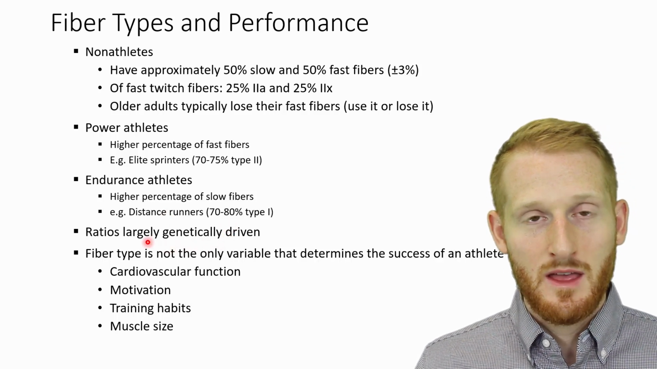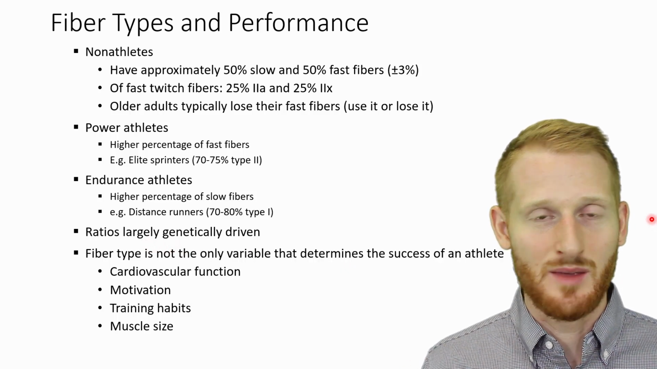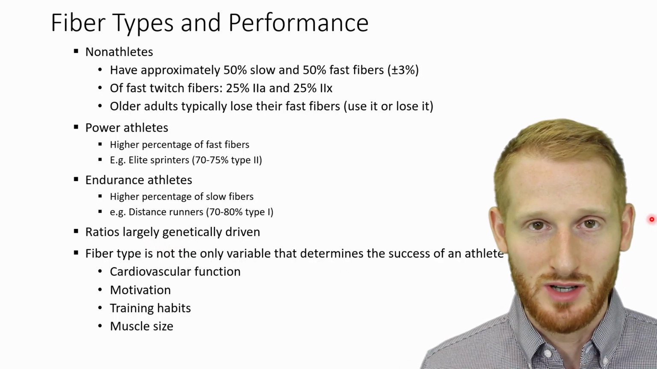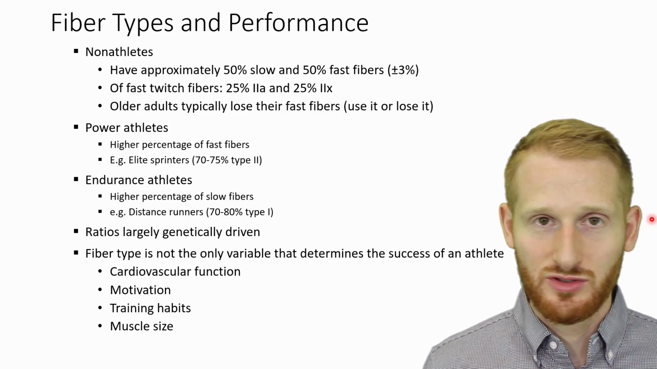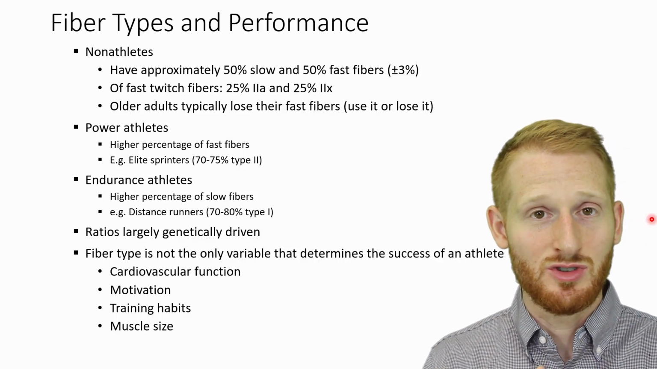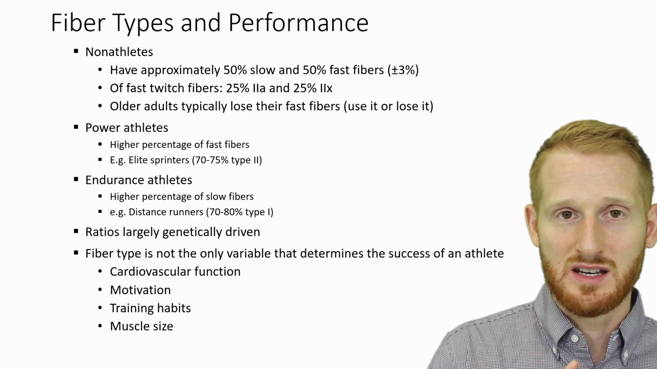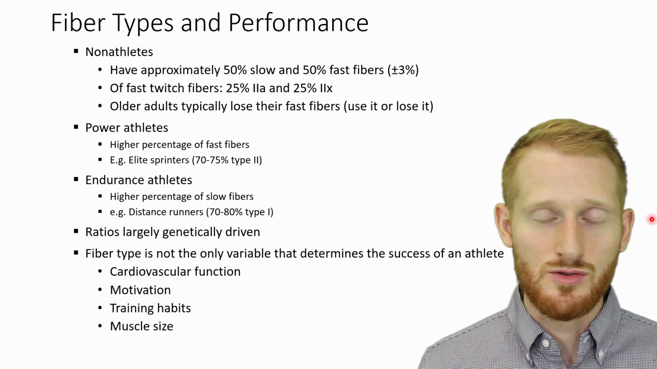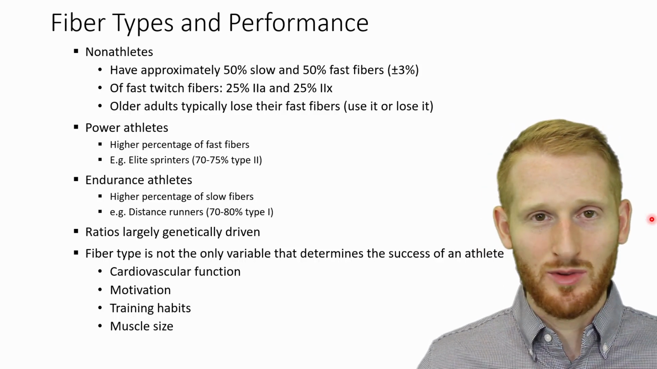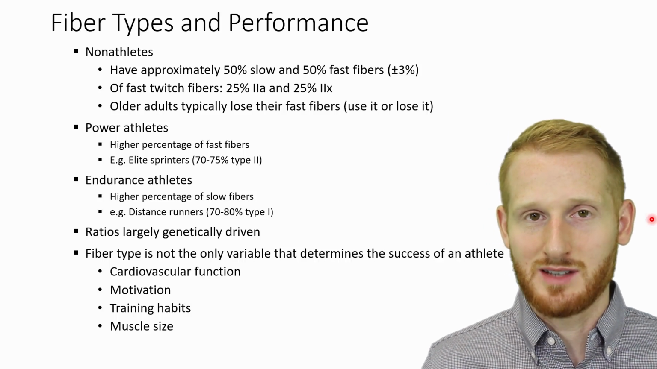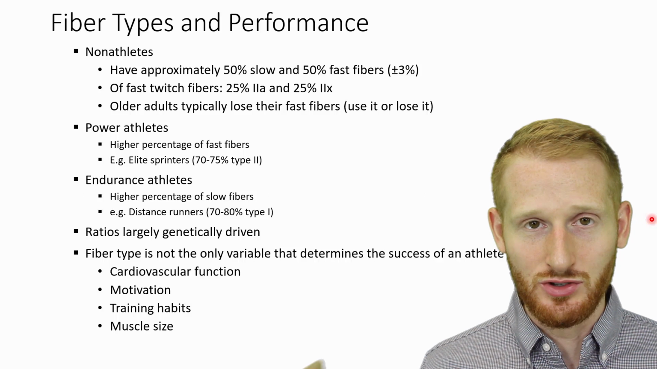Unfortunately, this ratio isn't something we can really change. It's genetically driven. So whatever you're born with is pretty much what you're stuck with. They're not going to shift too much. The type 2A fibers might become a little bit more oxidative or a little bit more anaerobic if you train them that way, but they're still going to be type 2A fibers. And the type 2Xs and the type 1s are pretty much stuck where they are. They're not going to train a whole lot in either direction. They're going to do what they're good at.